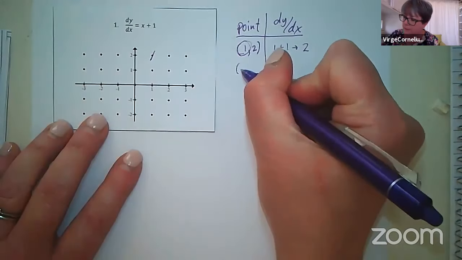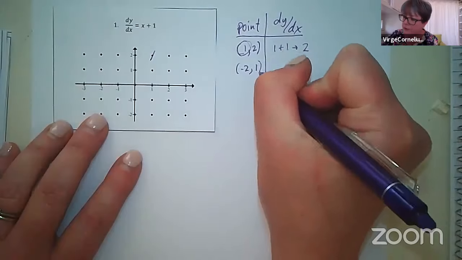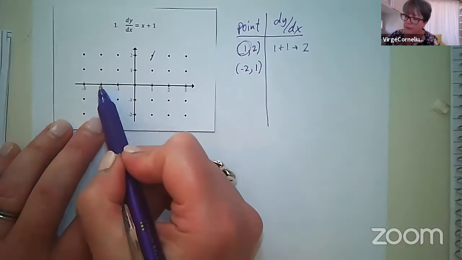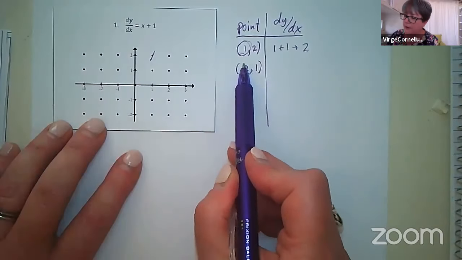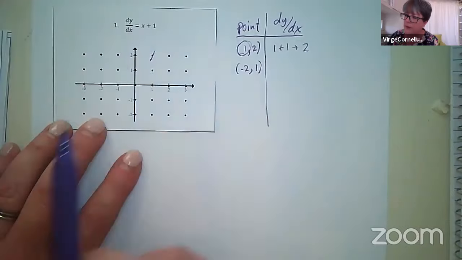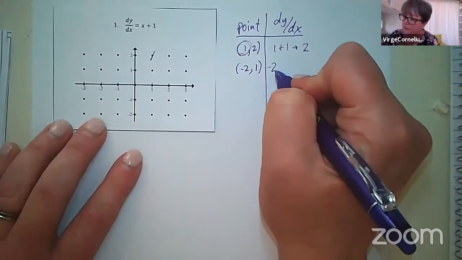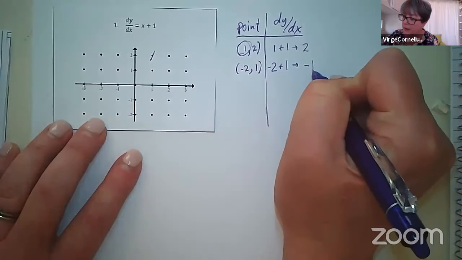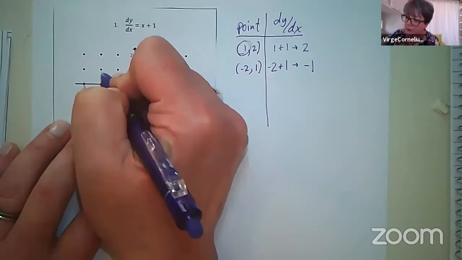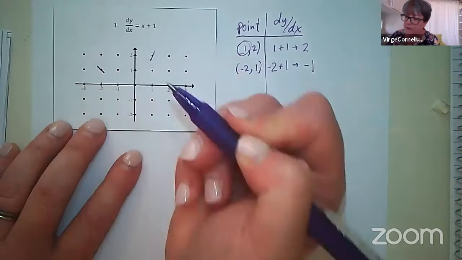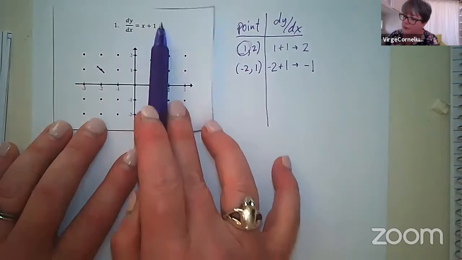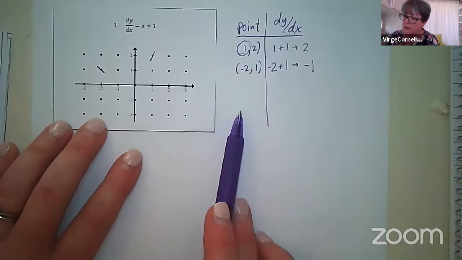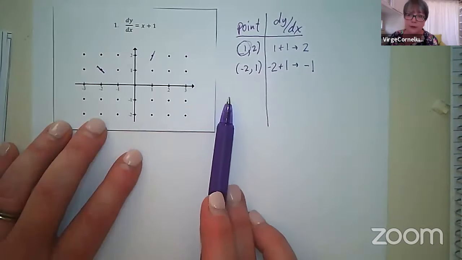For the other example, when I have the point (-2, 1), that would be here, to the left 2 and up 1. My x value is -2. So -2 plus 1 ends up being -1 for my slope. So I want to draw a little line segment that's got a negative slope, approximately -1. This particular differential equation and the slopes it generates depend only on the x values at each integer pair.